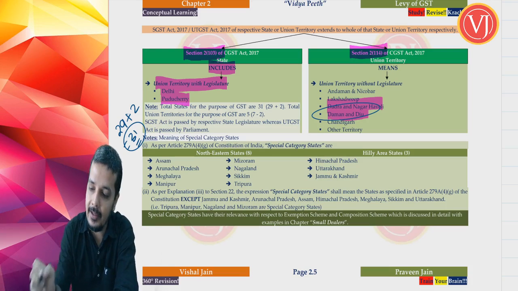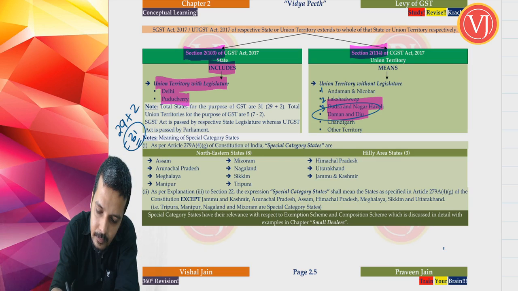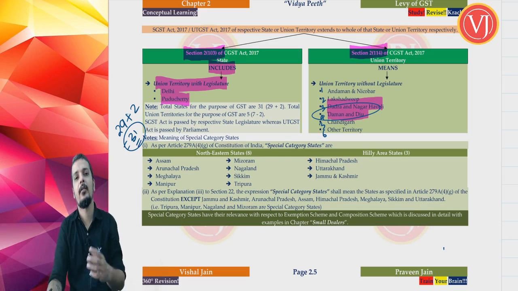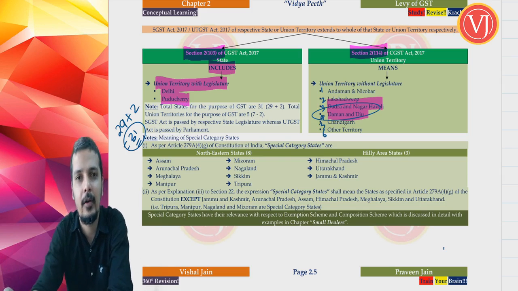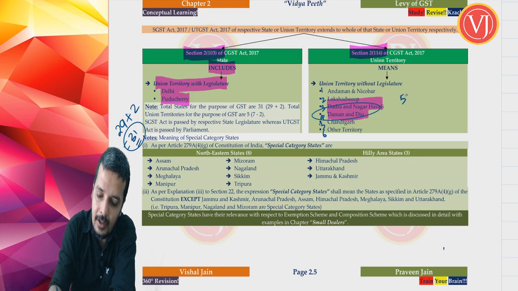Right. When you talk about union territories, you are talking about Andaman and Nicobar, Lakshadweep, Dadar and Nagar Haveli, Daman and Diu, and you are talking about Chandigarh and other territories which have been acquired by India. So basically 5 union territories plus other territories. What are the 5 union territories? You are talking about Andaman and Nicobar, Lakshadweep, Dadar and Nagar Haveli, Daman and Diu, and Chandigarh. So it will be 5. How you get this 5? Totally 7 union territories minus 2. The end result is 5.